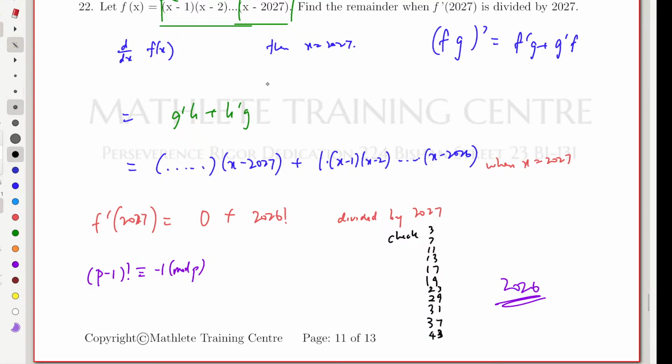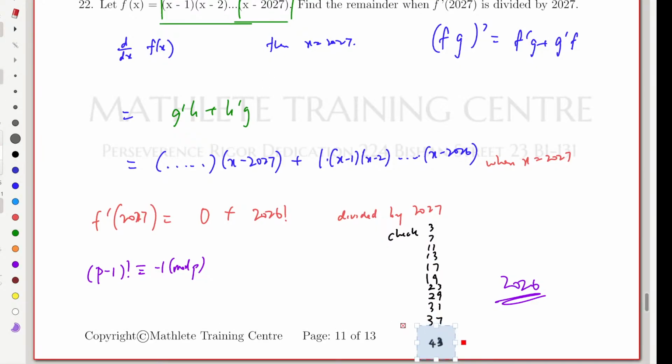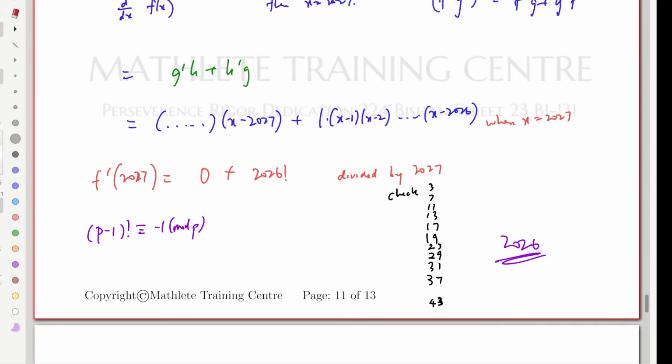Oh wait, there's even 41. I even forgot about 41. Oops, my bad. So you have to check 10 primes. Oh wait, is this 10? No, that's 11 primes before you can conclude that it's a prime. Basically, it's very tedious, right? So if I'm doing this during competition, I'll just believe that it is a prime and put down 2026 as my answer. Because if it's not a prime, then the remainder will just be 0, so probably there's nothing to do then.